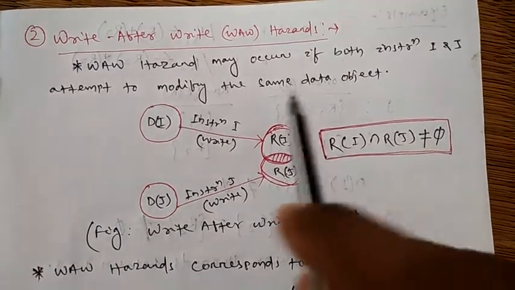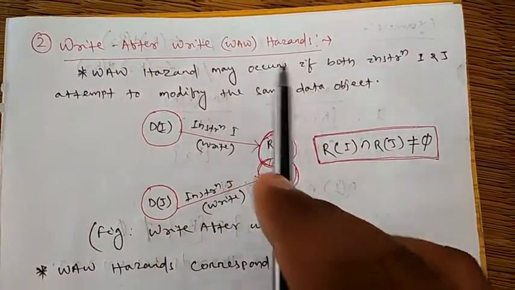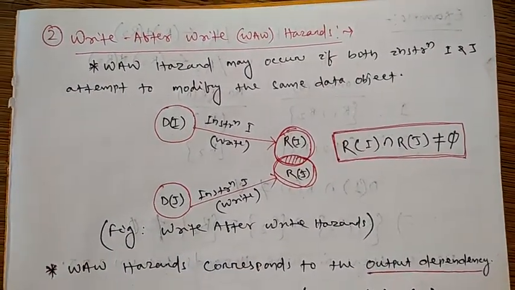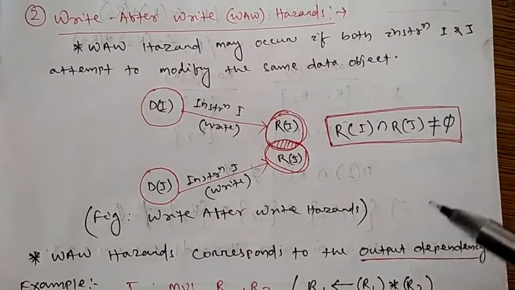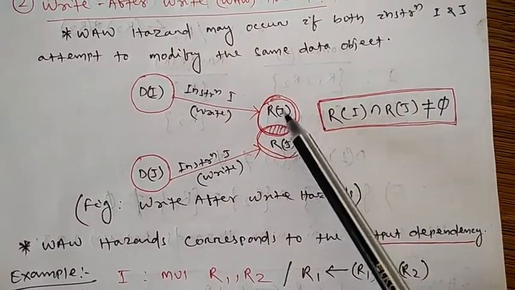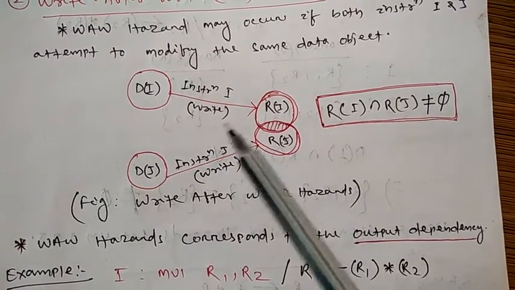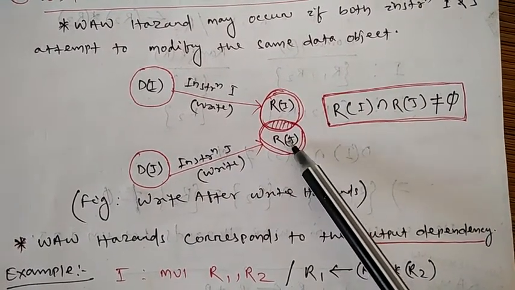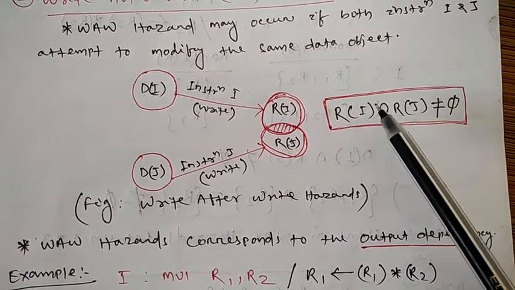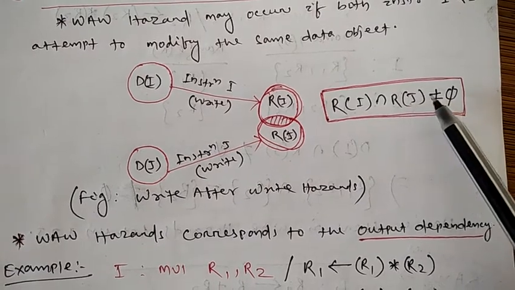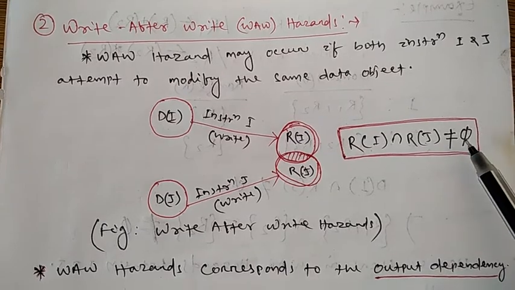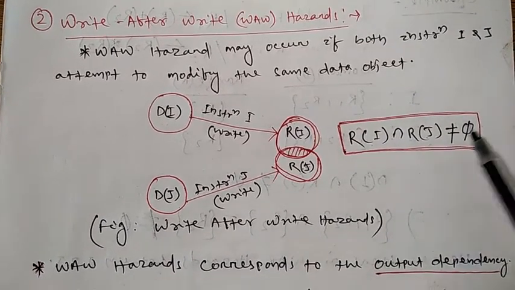Right after right hazards. Look, right after right hazards may occur if both instruction I and j attempt to modify the same data objects, or attempt to write the same data objects. So here instruction I is trying to write the output, and at the same time instruction j is also trying to write the output. So if range of instruction I intersection range of instruction j is not equal to null, then it will cause what? Right after right hazards. If it is equal to null, then no hazard will be there.